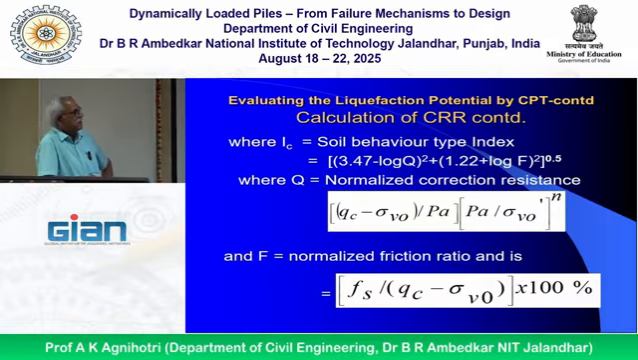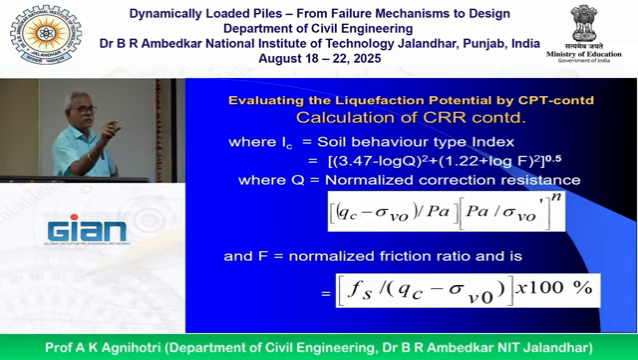QC value is known to you, sigma V0 is known to you, the total overburden. This is the effective overburden sigma V0 dash, PA is atmospheric pressure 100 kPa, raised to power n, and in this you have used Q and F also. F will be Fs over QC minus sigma V0, into 100. Now, where will this Fs come from? Again from the cone penetration test.